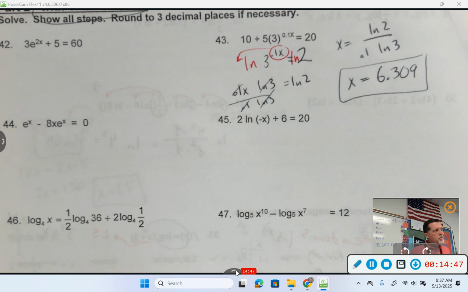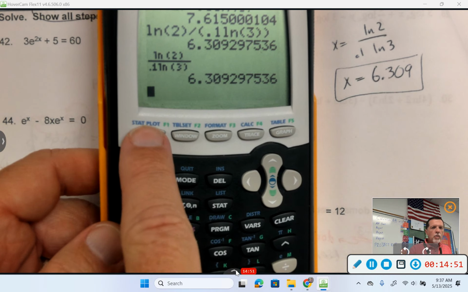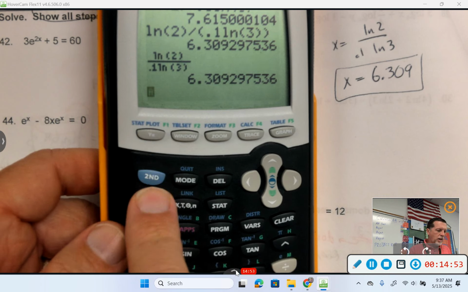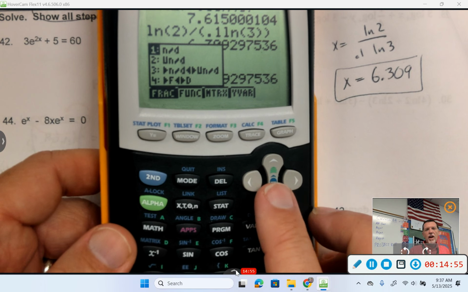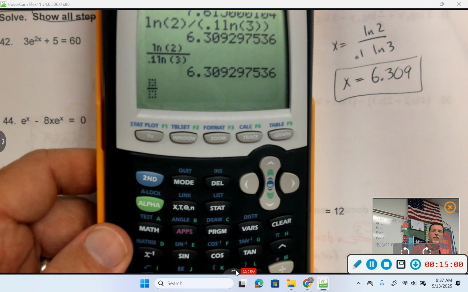How do you do the fraction bar again? The fraction bar is alpha y equals, or alpha f1. And that first option is n over d. That stands for numerator over denominator, and then you're good from there.